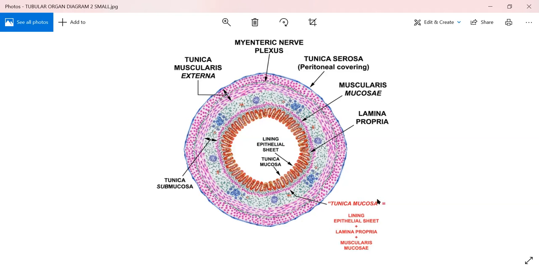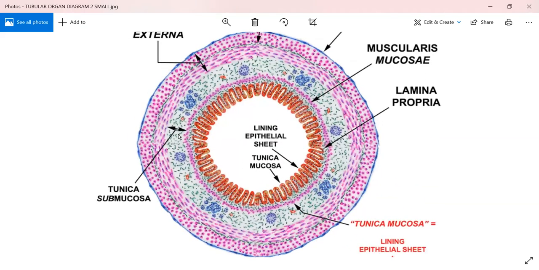After tunica mucosa, you can see the next layer, which we call tunica submucosa. In tunica submucosa, we have connective tissue, dense irregular connective tissue. You can see a nerve plexus, which we call the submucosal plexus. And this plexus is responsible for controlling the secretion of the glands. We can see lymphatic follicles.